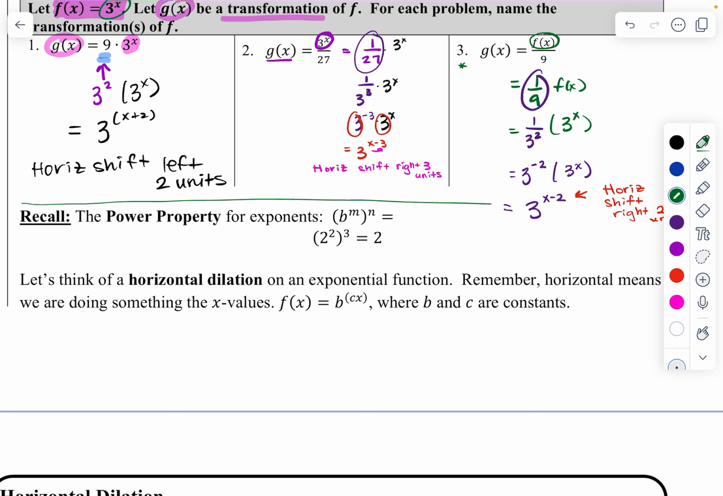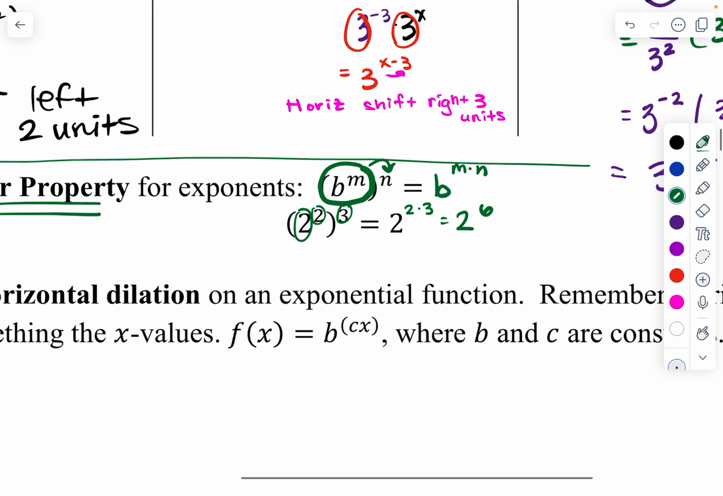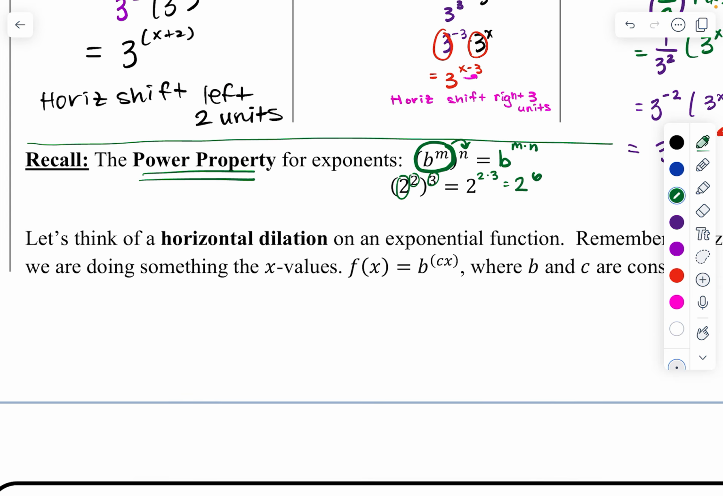Now we're going to recall the power property. So if I'm multiplying b to some exponent by another exponent, so we're saying repeated multiplication to another repeated multiplication. So we're saying, like, let's say a base 2 to the 2 all to the third power. What we're really saying here is we're going to multiply those exponents. So this is like saying b to the m times n, which in this case would be 2 to the 2 times 3, which would be 2 to the 6th. So remember, power property means that a power to a power is really multiplying those exponents, okay?